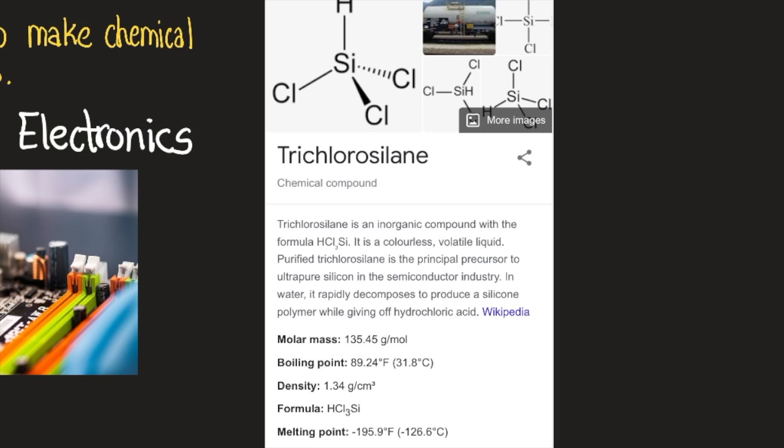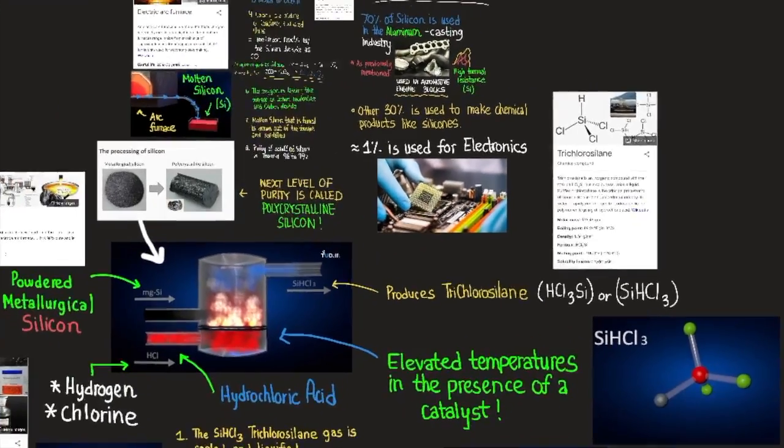Trichlorosilane is an inorganic compound with the formula HCl3Si. It is a colorless volatile liquid. Purified trichlorosilane is the principal precursor to ultra-pure silicon in the semiconductor industry. In water, it rapidly decomposes to produce a silicon polymer while giving off hydrochloric acid, according to Wikipedia. Its molar mass is 135.45 grams per mole. Its boiling point is 89.24 degrees Fahrenheit or 31.8 degrees Celsius. Its density is 1.34 grams per cubic centimeter. Its melting point is negative 195.9 degrees Fahrenheit or negative 126.6 degrees Celsius. It's only soluble in water through hydrolysis. So let's continue. The reason I mentioned that is because we will mention this molecule shortly.